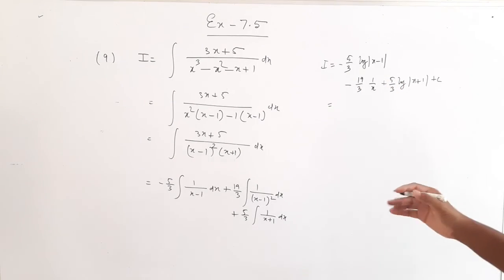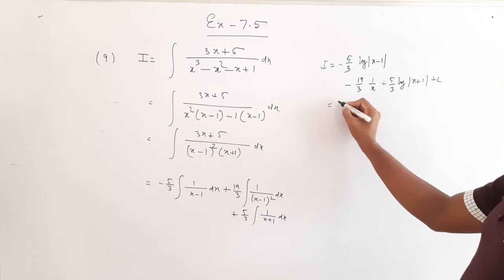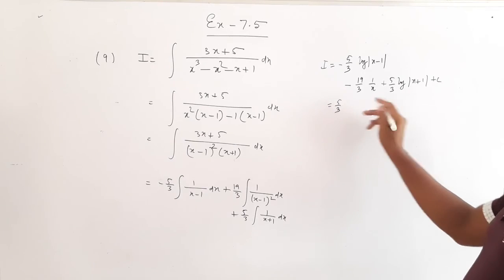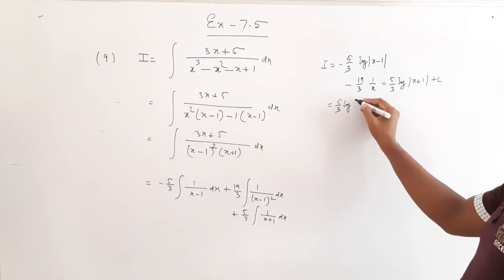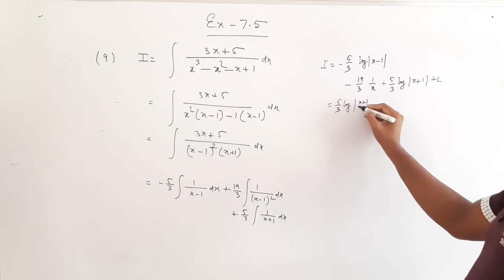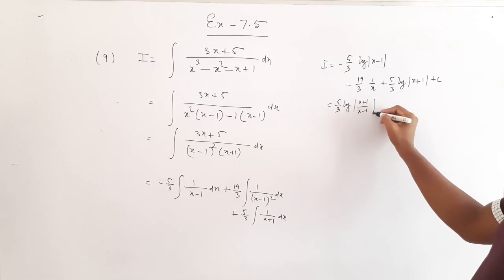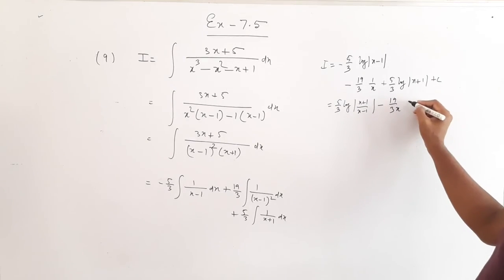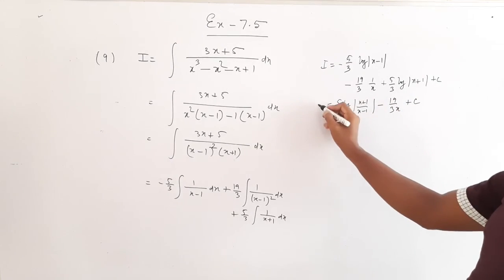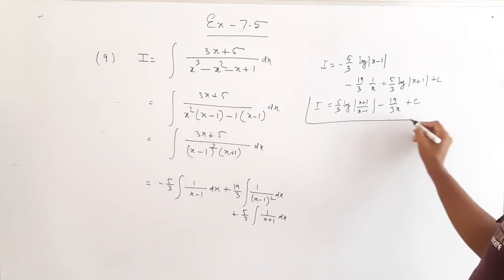Now this 5 by 3 is positive, and this is minus 5 by 3. If you want to regroup them together, then you can take 5 by 3 common, and then you get log m minus log n, which is nothing but log m by n. So it is log mod (x plus 1) over (x minus 1), and this part, minus 19 by 3 times 1 over (x minus 1), will be there, and this is your answer.